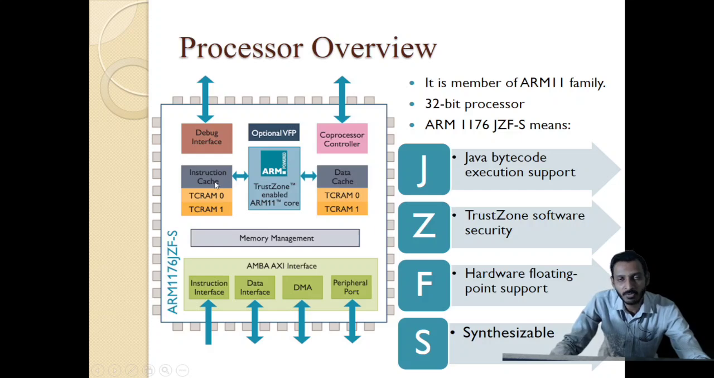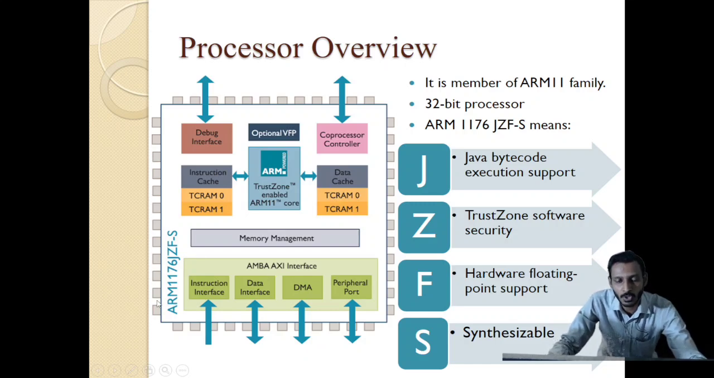Then it has two types of caches. One is the instruction cache and another is the data cache. Each cache has tightly coupled RAMs, which are called TCRAM0 and TCRAM1. Below this block we have the memory management unit, and below the memory management unit we have the AMBA AXI interface, which is called Advanced Microcontroller Bus Architecture. This is the bus architecture which was invented by the Advanced RISC Machines manufacturers. It consists of 4 types, which are instruction interface, data interface, DMA interface and peripheral ports. These 4 blocks make up the total AMBA interface bus.